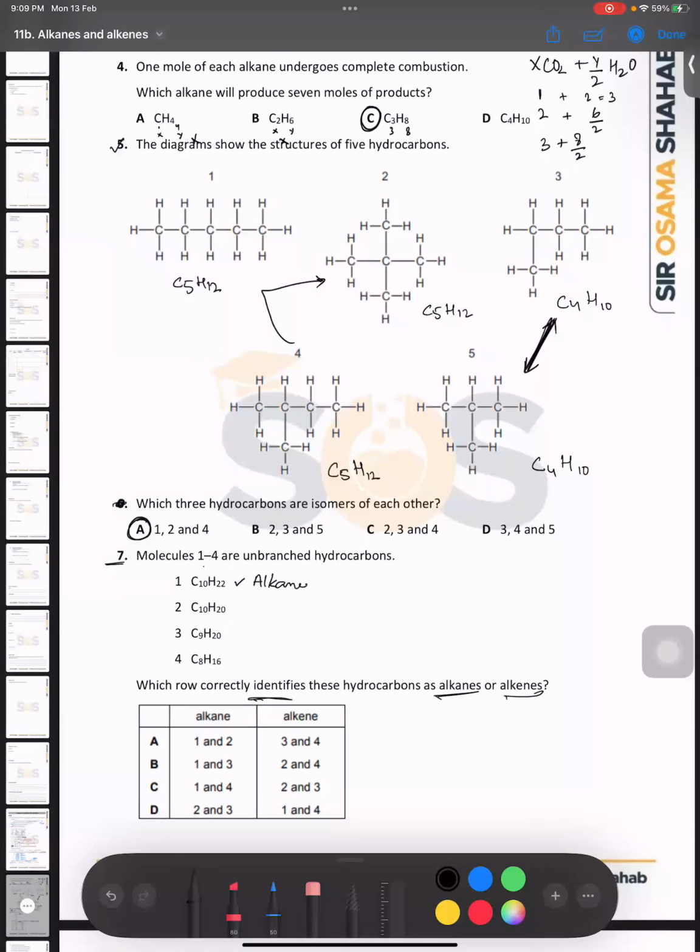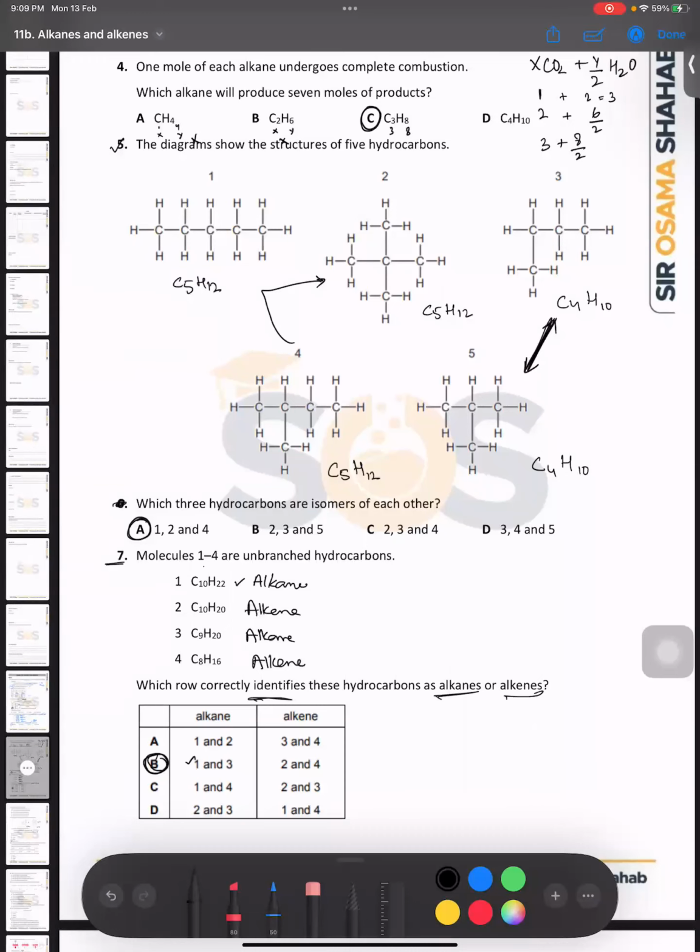Here it is double plus 2, so it would be alkane. This is double, so it would be alkene. So you can say that first and third are alkanes, 2 and 4 are alkenes. The right answer will be B. Is that right, Bacho? Yes, sir. Okay.